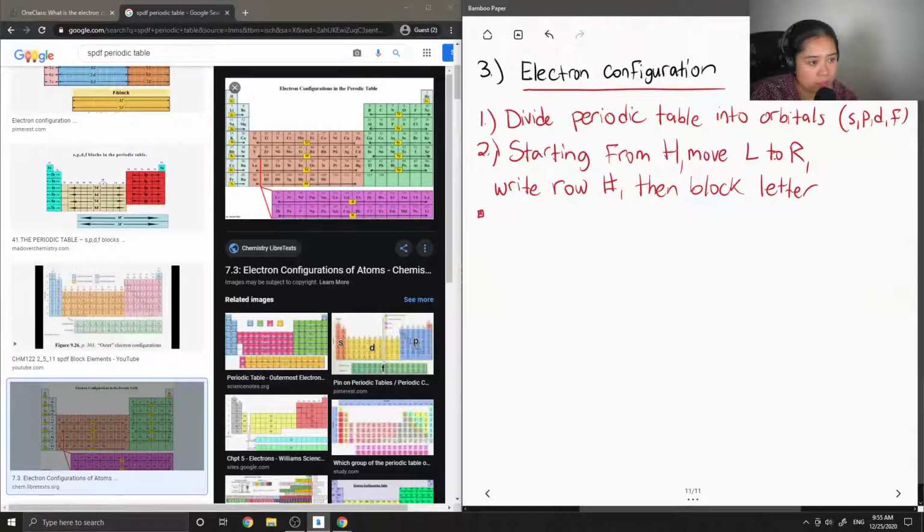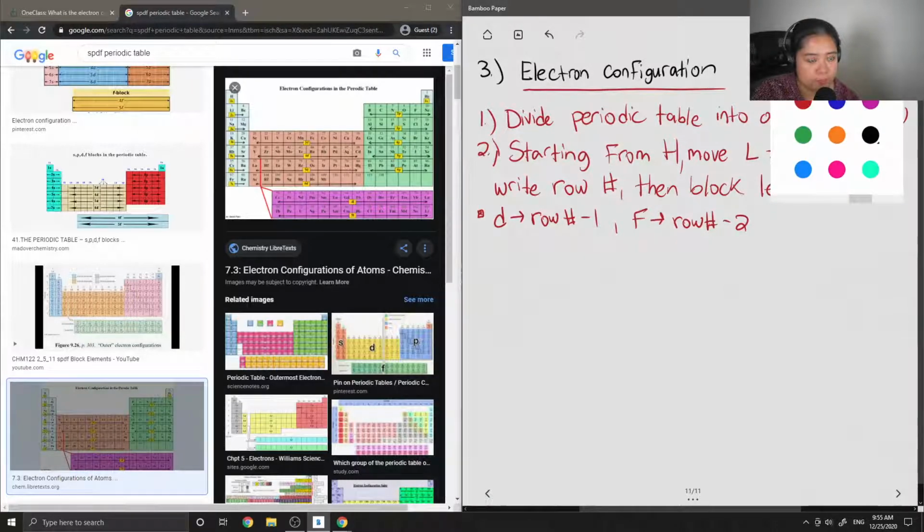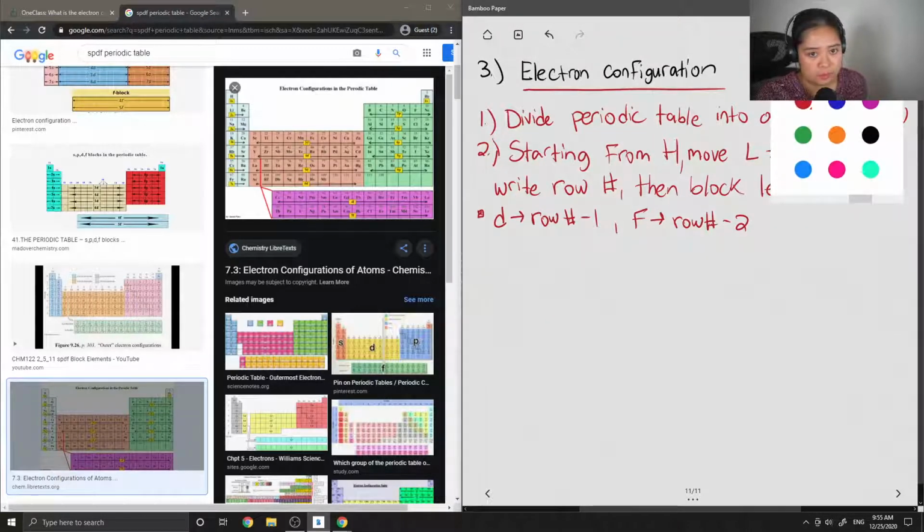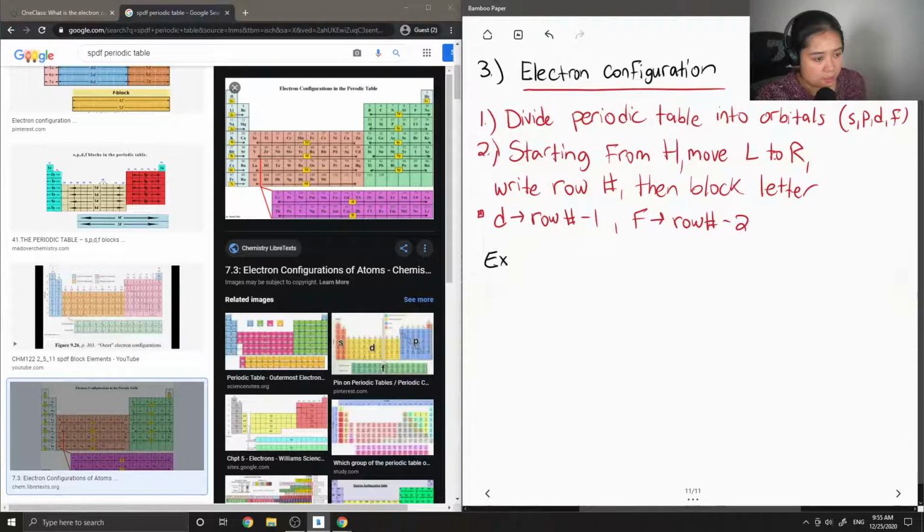Once you get to the D orbital, it becomes the row number minus 1. And once you get to the F block, you write the row number minus 2. Okay, so this will make more sense if we just do our example first. So for the question, it's asking for titanium 2+, I believe.